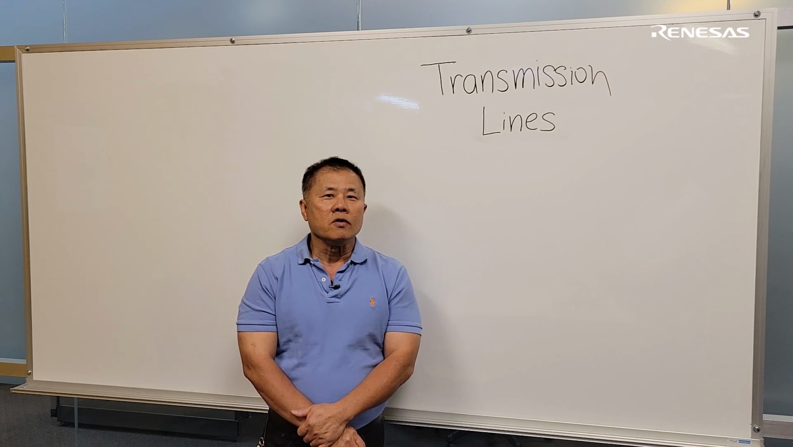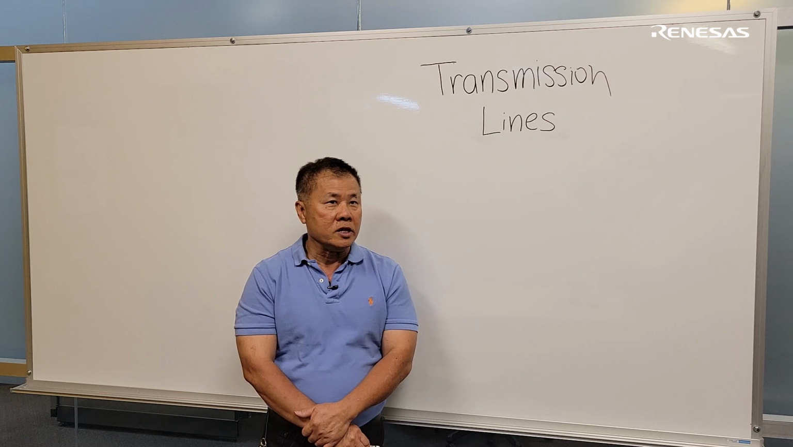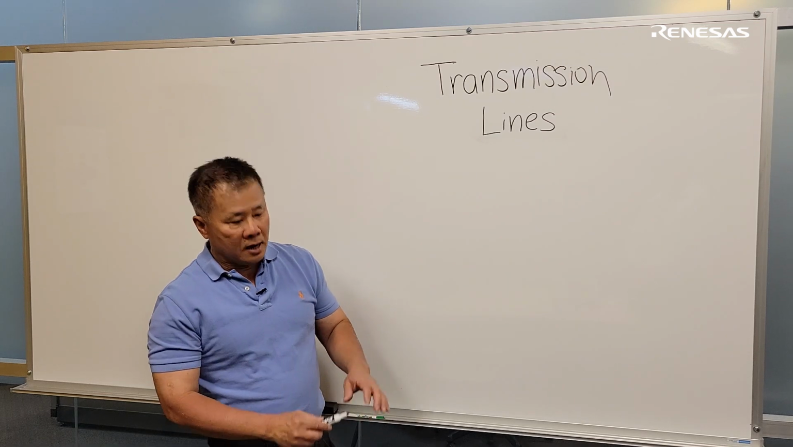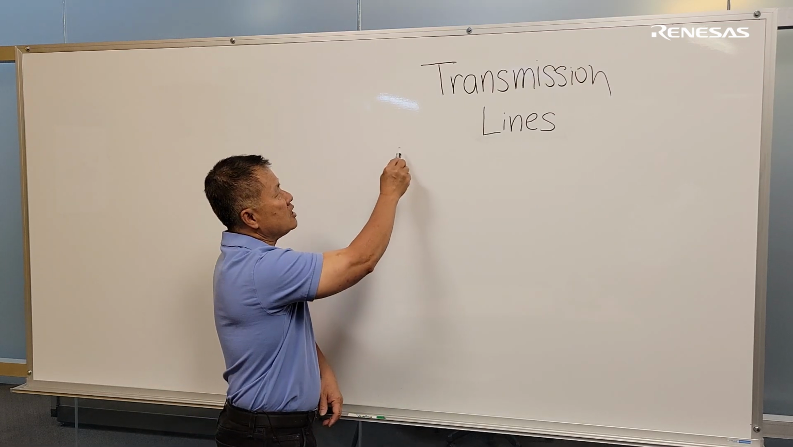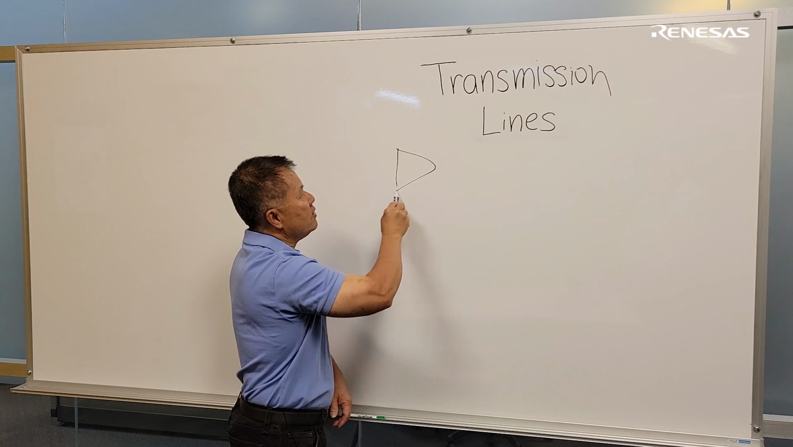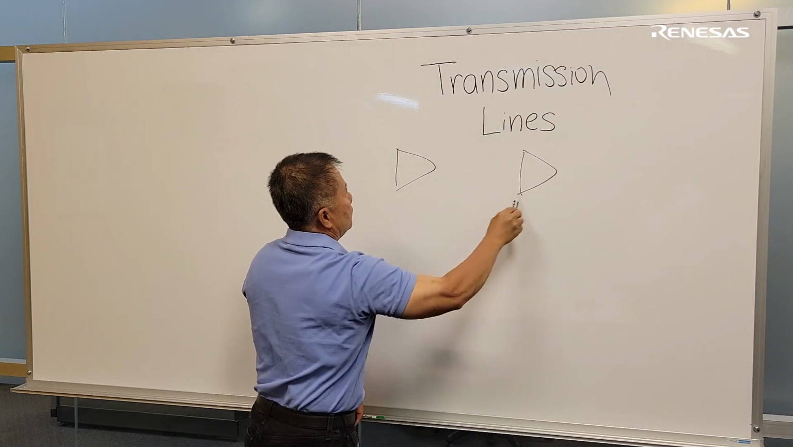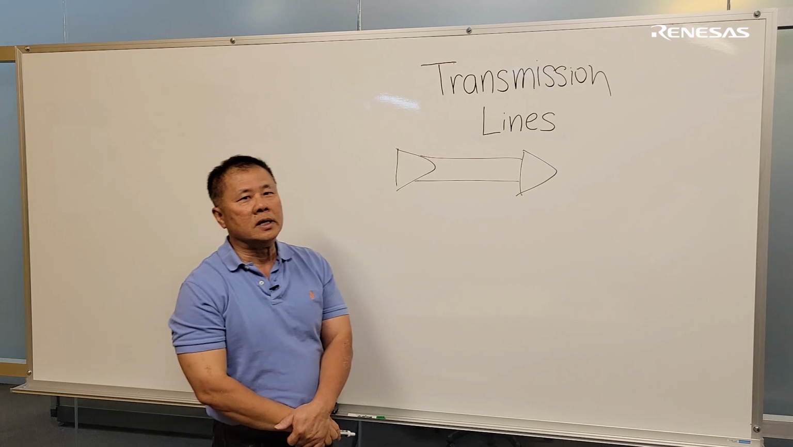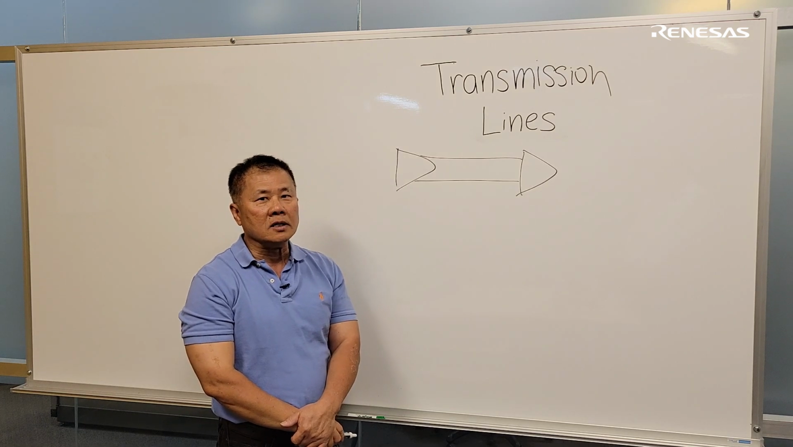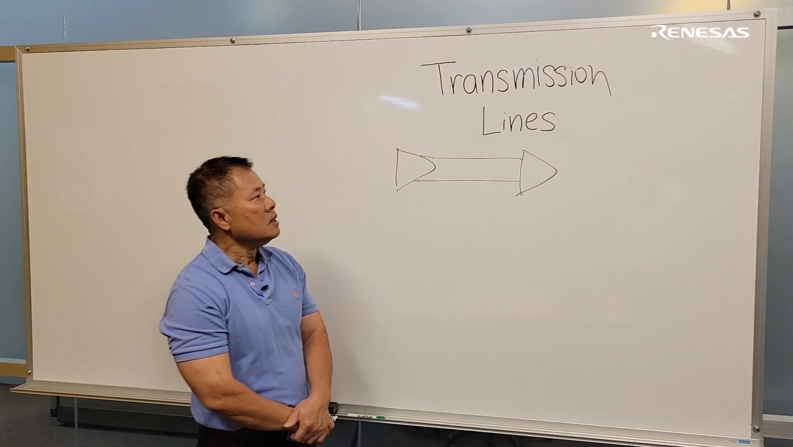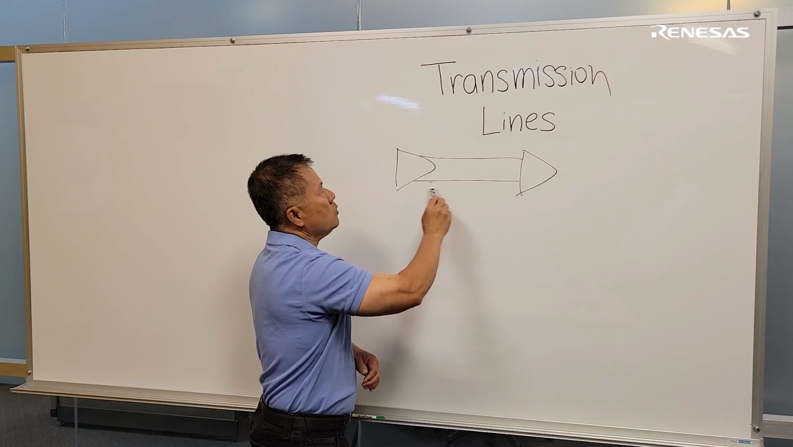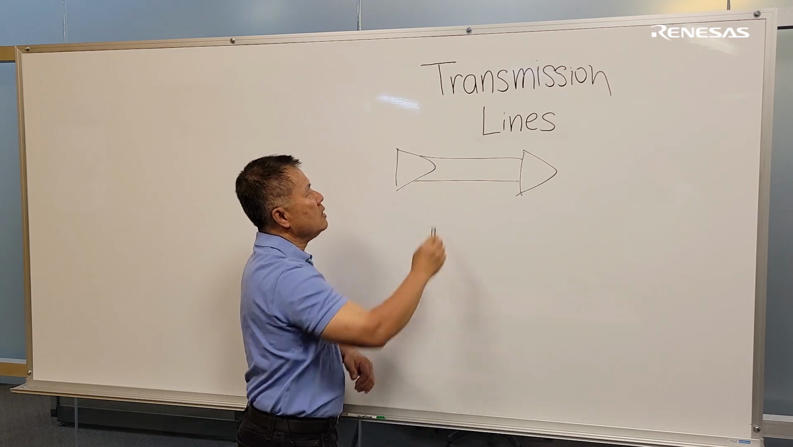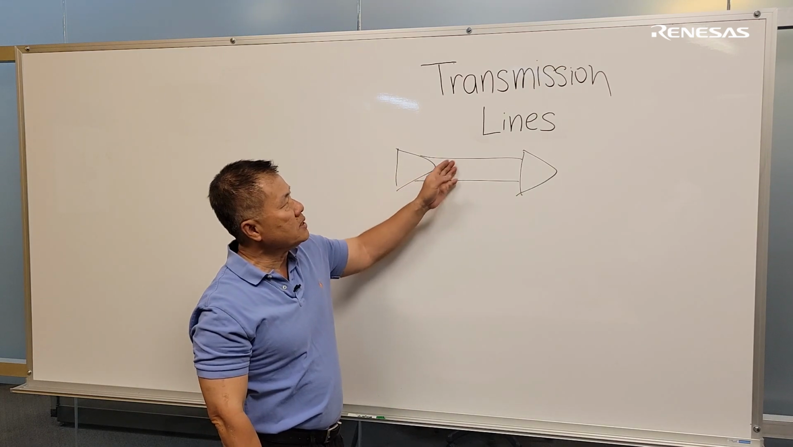In this video, we are going to introduce the transmission line, which is the interconnection between clock driver and clock receiver. This is mainly used for board level design or system level design. To connect between the two, driver and receiver, how do we treat this transmission line?